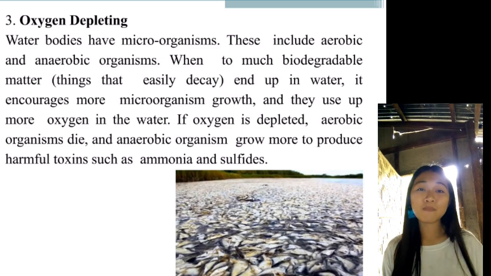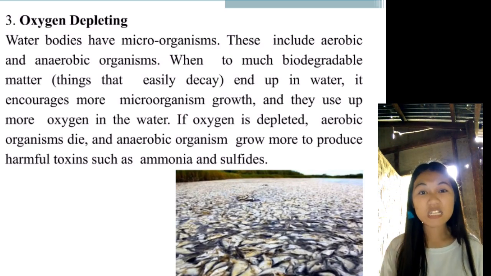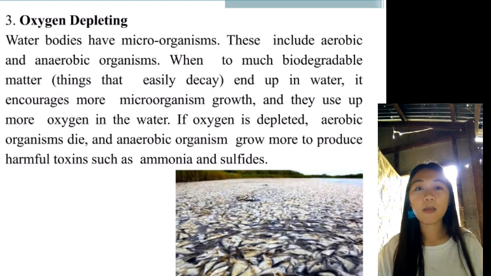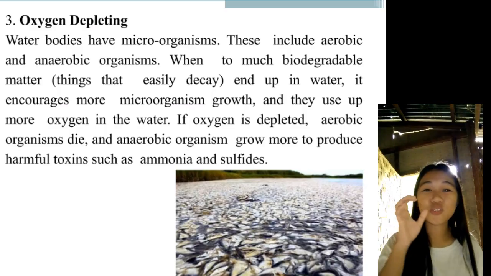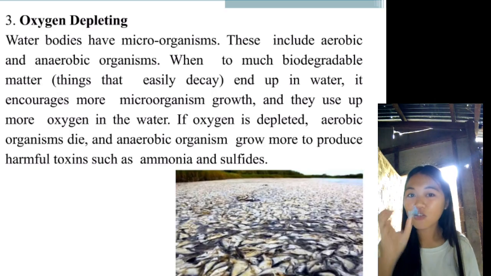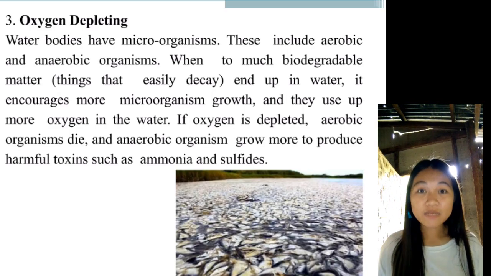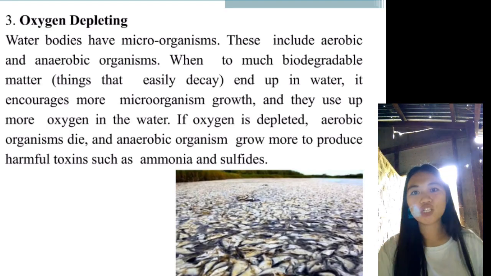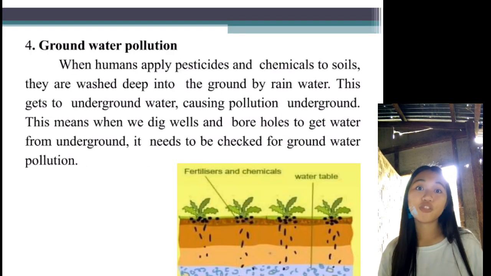From the word depleting, oxygen decreases because there is just a big growth of microorganisms that use up that oxygen which is supposed to be for the other organisms. It disrupts the balance of that ecosystem. So, that's it. Next is groundwater pollution.